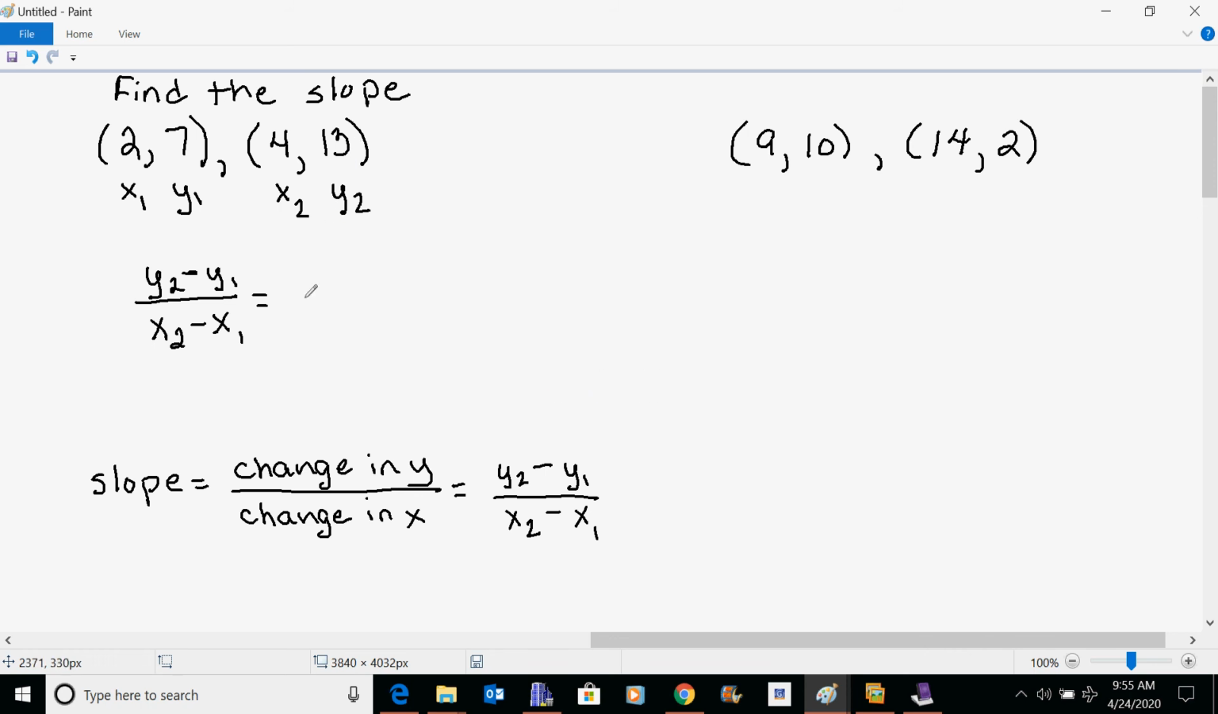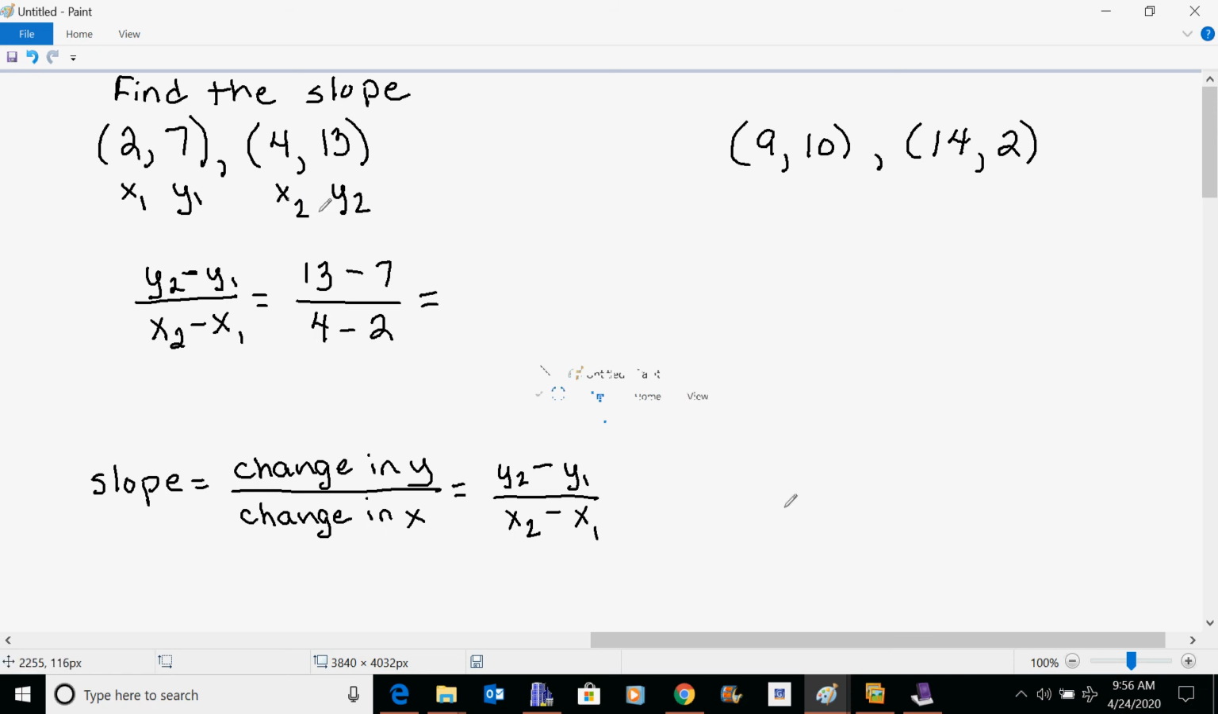So I've labeled them. It makes it very easy to see. 13 is y2 minus 7 y1 over 4 minus 2. And it does matter, okay? You can't just do, well, I want to take 13 minus 7 and then 2 minus 4. Whichever ones are the 1s have to go second, and whichever ones are the 2s have to go first. All right?